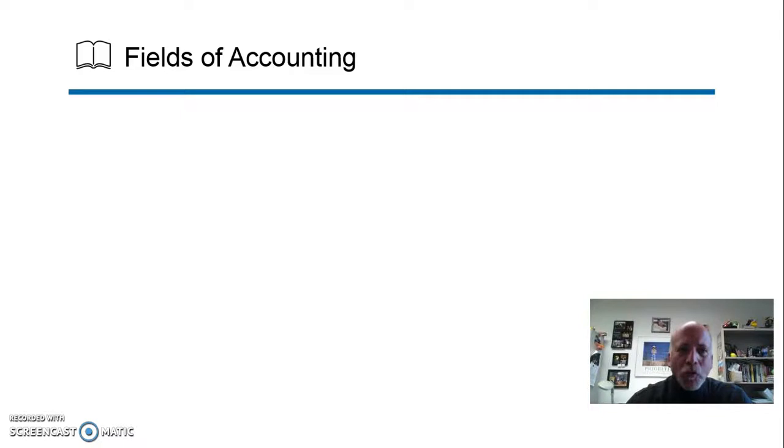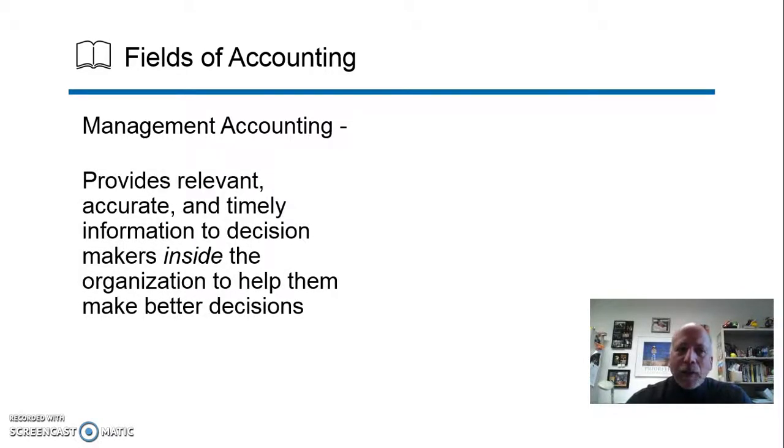So let's look at the two fields of accounting. First is what we call management accounting, or some folks refer to it as managerial accounting. Managerial or management accounting provides relevant, accurate, and timely information to people on the inside of an organization so they can make better decisions. If you're the manager of a department and you want to know what sales you have in your department, you receive accounting information so you know what sales have been accumulated over the last period of time.